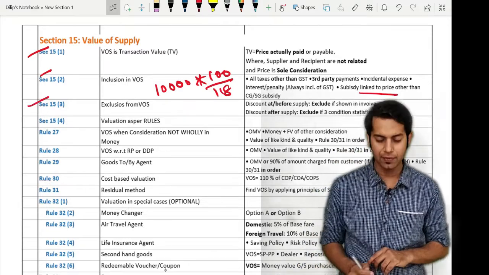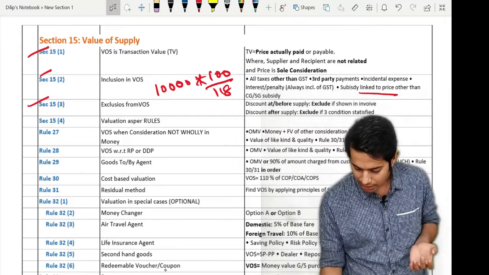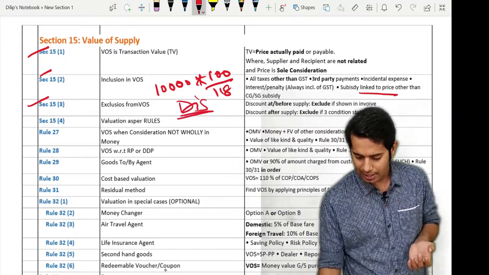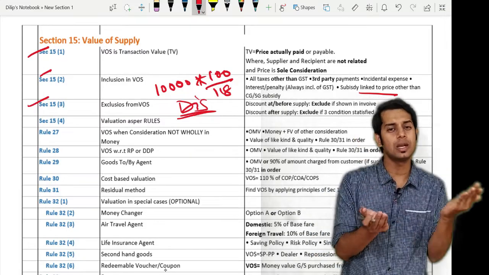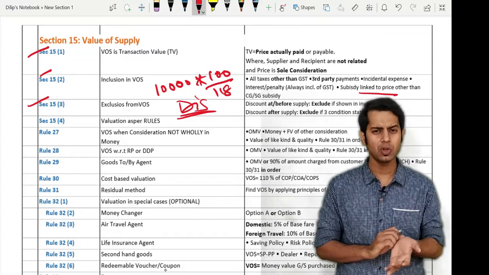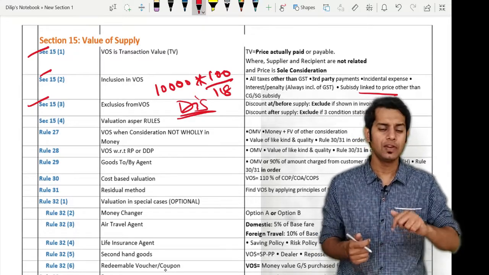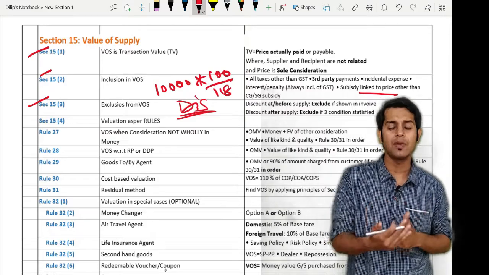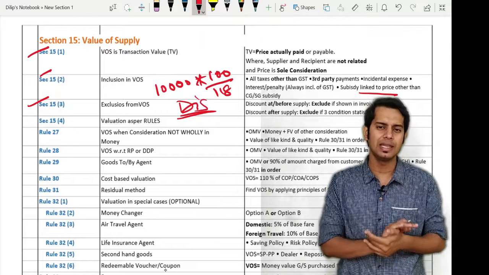Then section 15 subsection 3 talks about exclusions from value of supply. What is required to be excluded? Only discount is required to be excluded from value of supply. Discount which is given either before or after, both of these discounts are covered. If discount is given before supply or at the time of supply, then the discount can be excluded from value of supply if it is shown separately in the invoice.